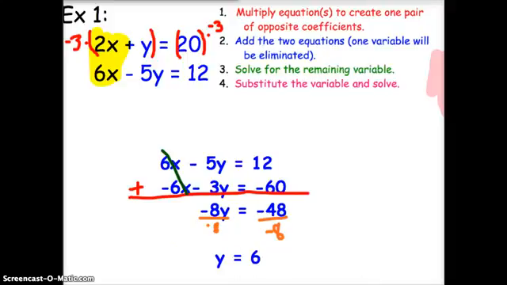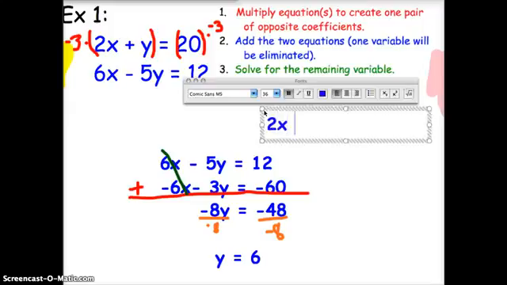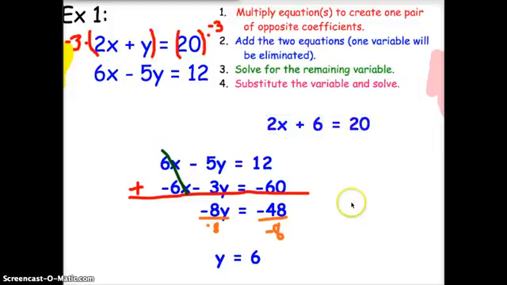So now we've done steps 1 through 4. Our remaining step is to go back and substitute this y equals 6 into one of the two equations and find x. It's not going to matter which equation we choose. I'm actually going to choose the top equation, since y is almost completely by itself anyway, it's going to make life a little easier. So I'm going to have 2x plus y, but y is 6, so I'm going to change that to a 6, equals 20. Subtract 6 from each side.